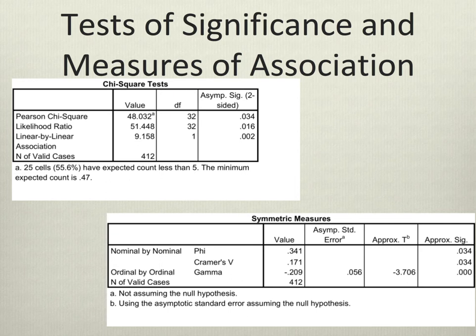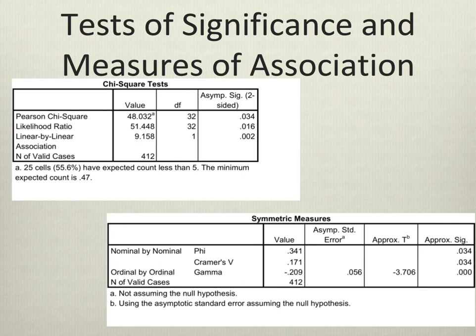The actual value of chi-square is 48.032 with 32 degrees of freedom. P equals 0.034. It is less than 0.05. I can reject the null. This tells me that there is a relationship, but it doesn't tell me how strong it is.